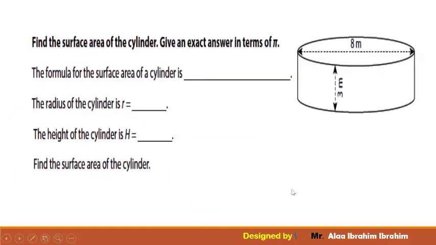Again, the same example. We have here a cylinder, 2 bases. I have to find the area of the base, but we have something we have to change: this diameter, right?